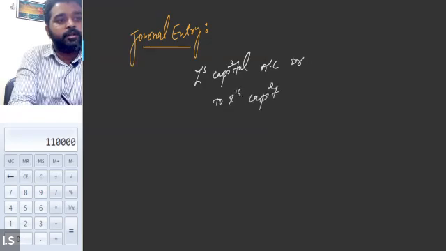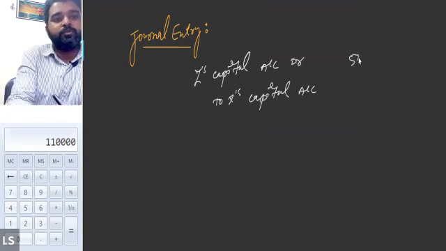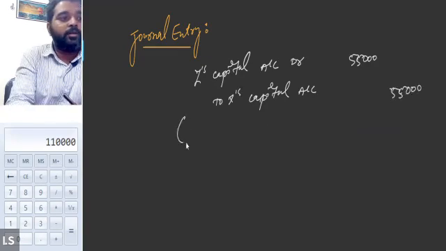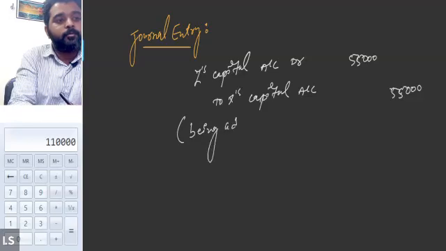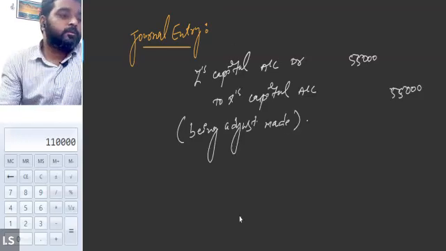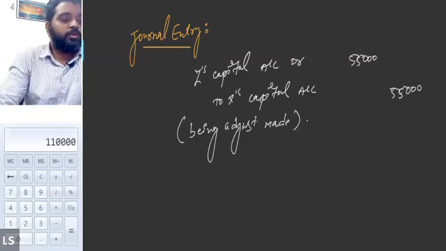This is the general entry to rectify the problem. 55,000 will be debited from Z's capital account and 55,000 will be credited to X's capital account. Done. And we will write down the narration: being adjustment made. Got it? This is how we solve the problem based on the past adjustment.